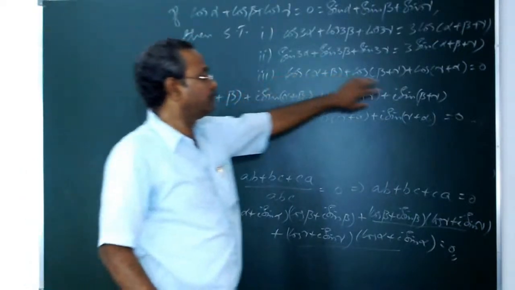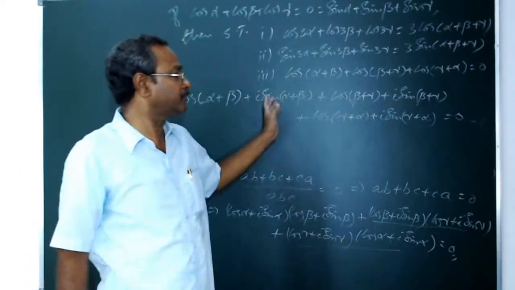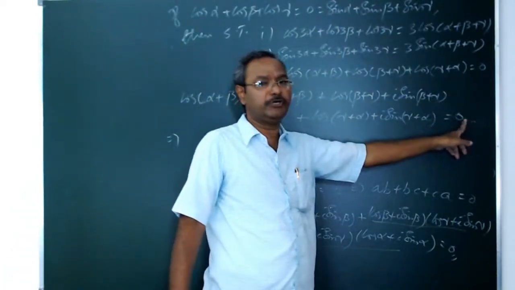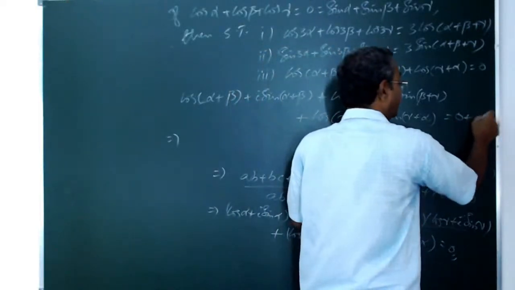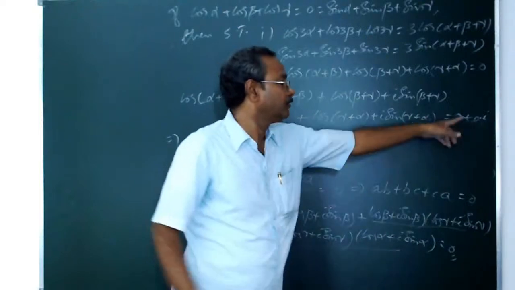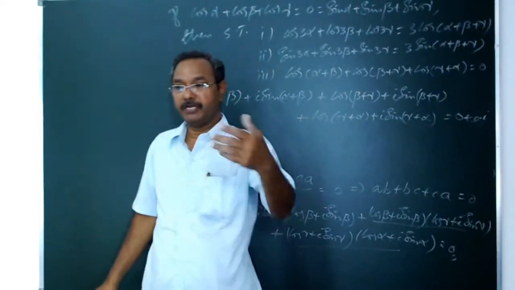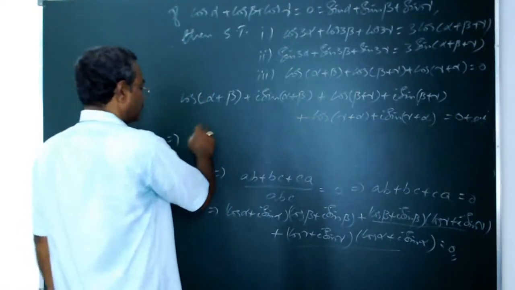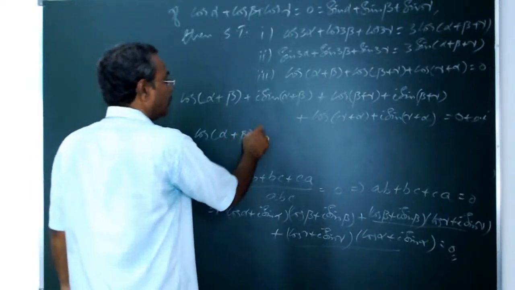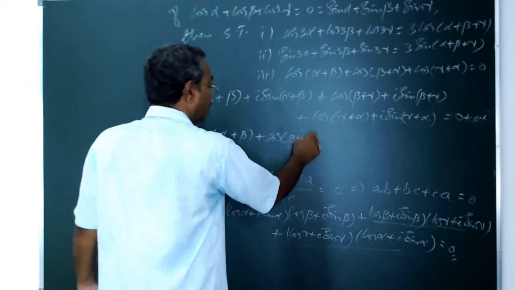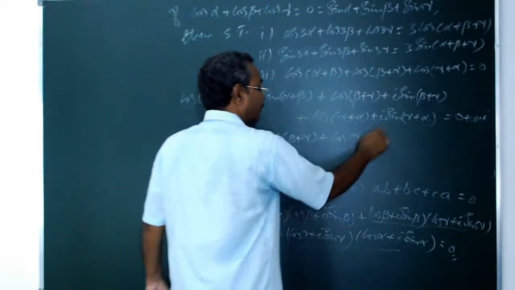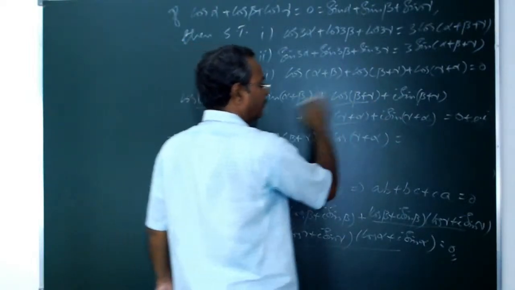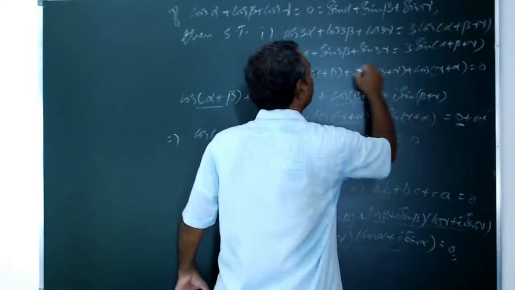This is a complex number, this is a complex number, and this is a complex number, the sum of three complex numbers, which is again a complex number. It should be equal to 0, which is 0 plus 0i, that is again a complex number. If two complex numbers are equal, that means the real parts are equal and the imaginary parts are also equal. So equating the real parts, cos alpha plus beta plus cos beta plus gamma plus cos gamma plus alpha should be equal to the real part 0. We got this result.